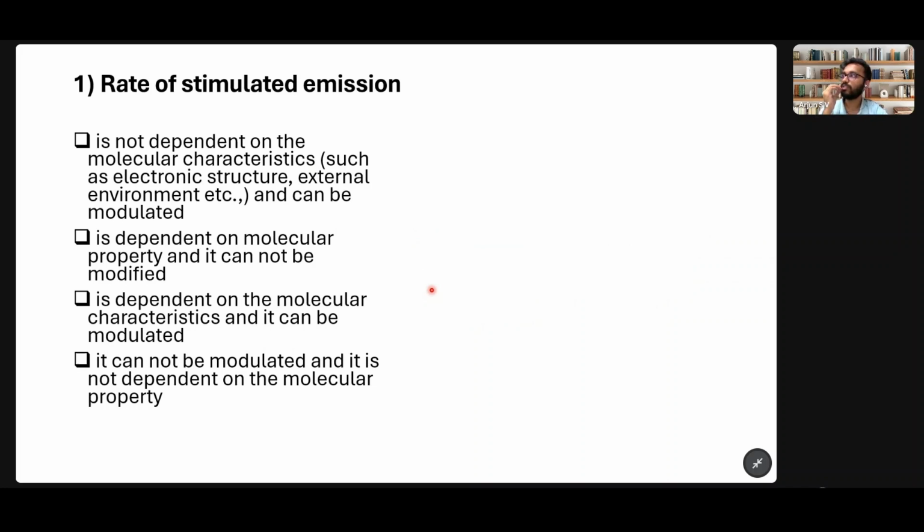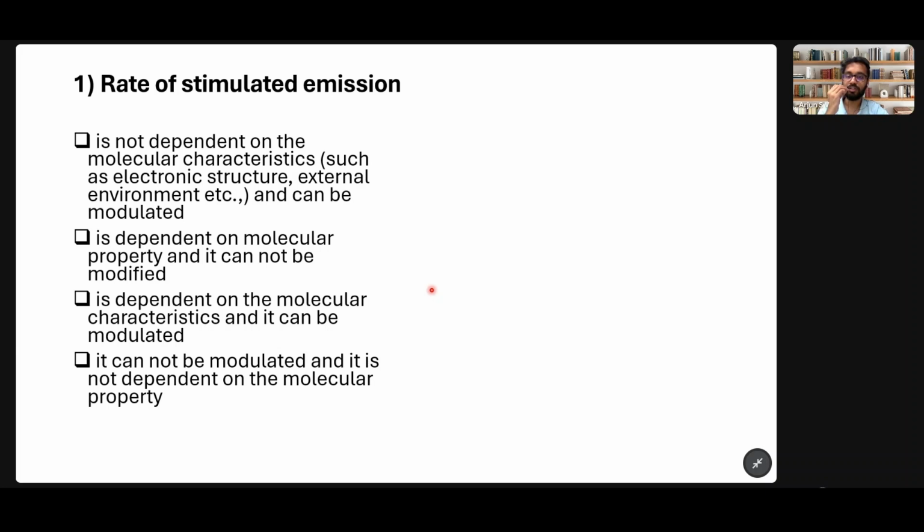So the first question is: rate of stimulated emission dash. There is one option that says it's not dependent on molecular characteristics, and there are two options which say it's dependent on molecular characteristics but is either not modified or can be modified, and the fourth option says it can't be modulated.